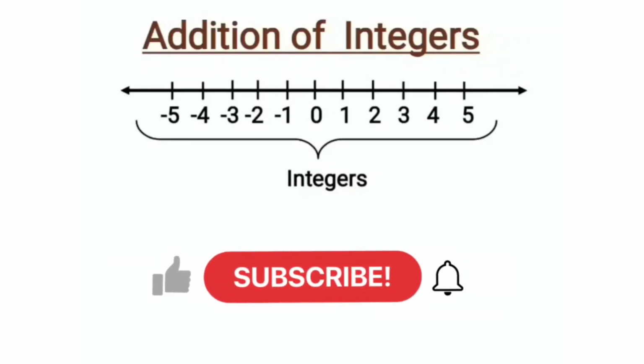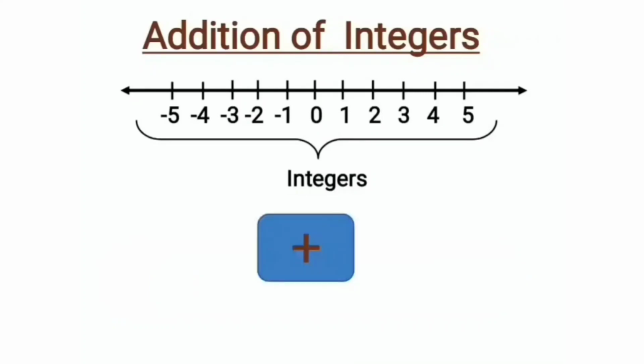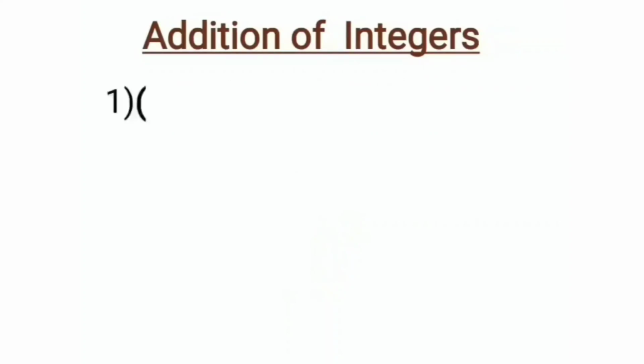Welcome to NJ classes. An integer is a number that can be positive, negative or 0. Today we are going to learn addition of integers. Integers which we add could be positive or negative. Hence it is necessary to know the rules. There are 4 rules. So let's start with first rule.